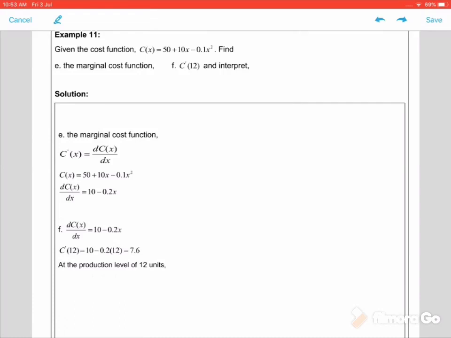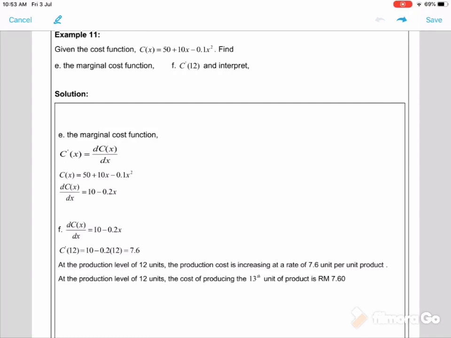We can interpret like this. At the production level of 12 units, the production cost is increasing at a rate of 7.6 per unit of product. Or we can interpret like this: at the production level of 12 units, the cost of producing the 13th unit of product is Rm 7.6. So this is example 11 about the cost function.